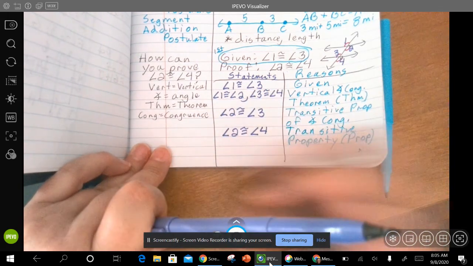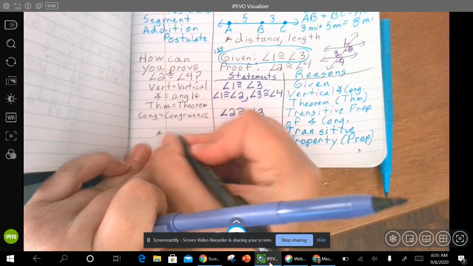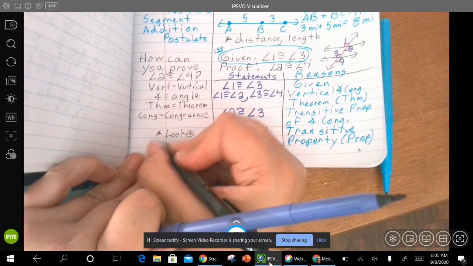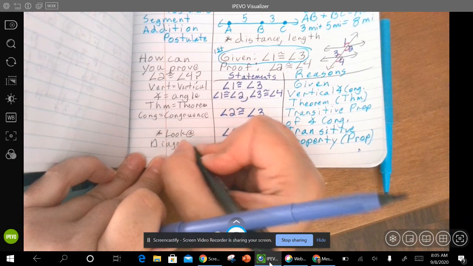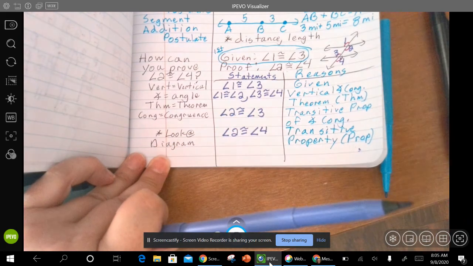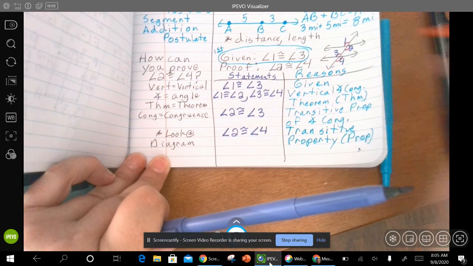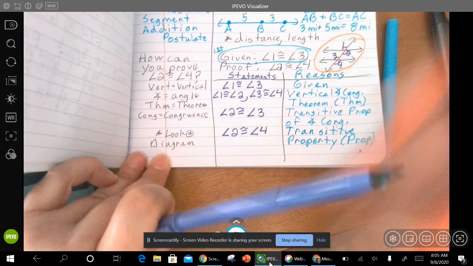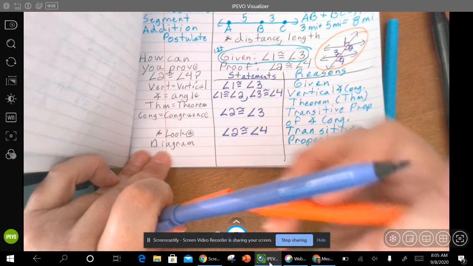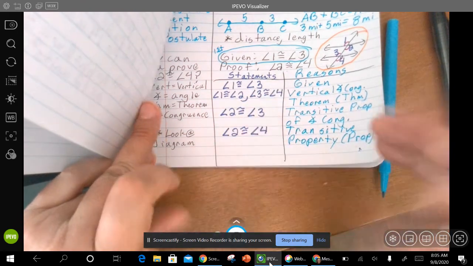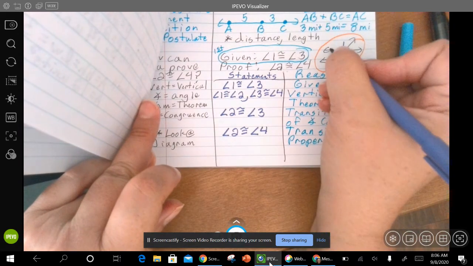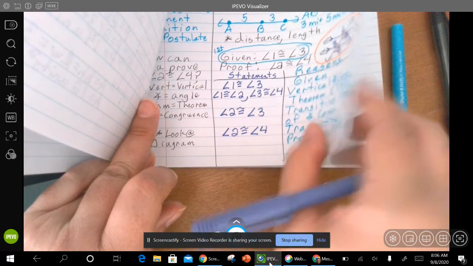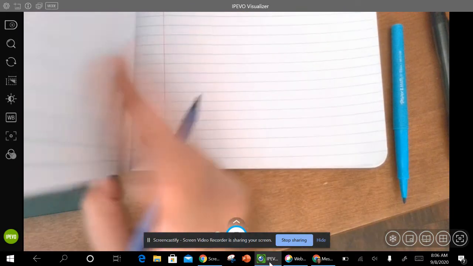And remember, everybody, we always want to look at the diagram. So always look at the diagram and see what we know. And what we knew is that those vertical angles were congruent. I'm just going to add a little symbol showing that they're parallel. All right, so let's go ahead. Our last proof.